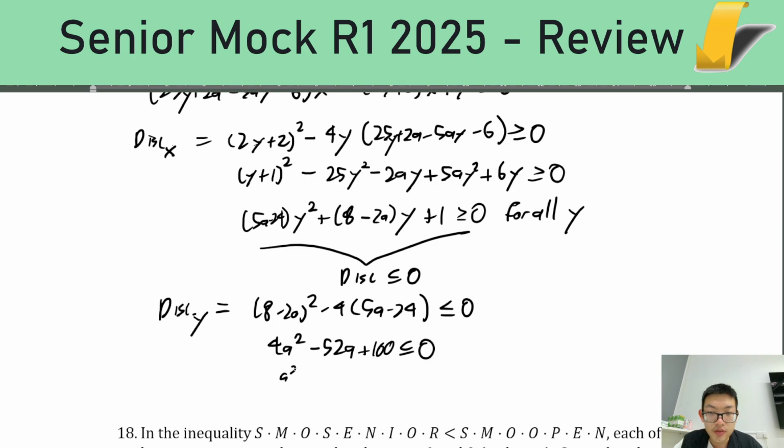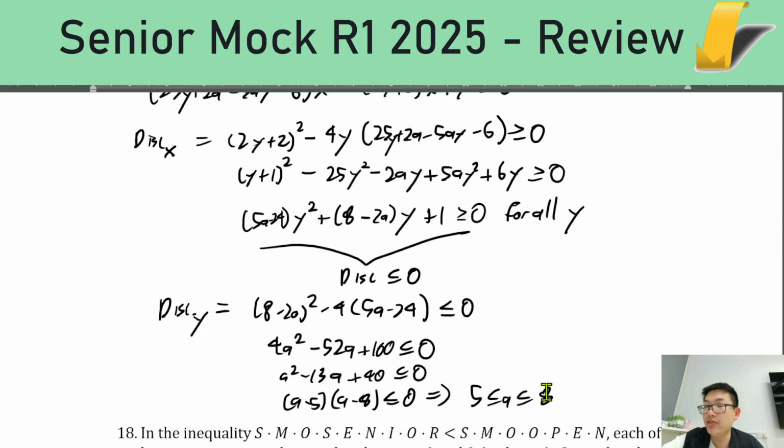Okay, so divide off and just factor. No more discriminants, right? This is just a is between 5 and 8, and I asked you for the largest possible value, right? Therefore, the answer is 8.